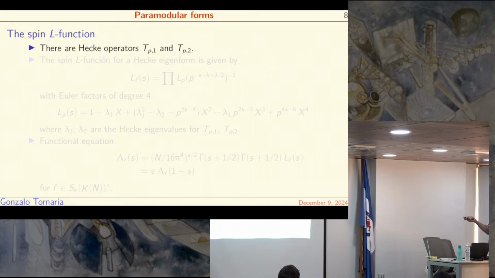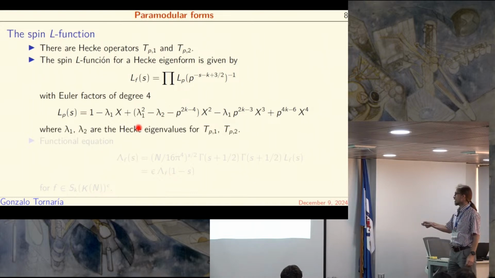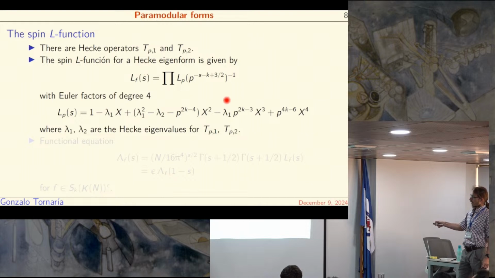So there's a theory of Hecke operators. There are actually 2 Hecke operators instead of 1. In general, for genus g, there are g operators. And then the spin L-function is giving us an Euler product where the Euler factors are given like this. It's just a formula, but it is what comes out. If you want to compute the L function, you need all the Euler factors. You need the 2 eigenvalues. So you take lambda 1, the eigenvalue for T_P1, and lambda 2, the eigenvalue for T_P2. I mean, you could put a p in the subindex here, but anyway. So for each p, you have 2 eigenvalues.